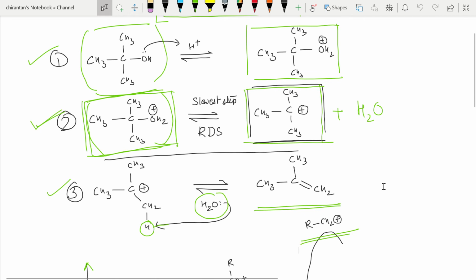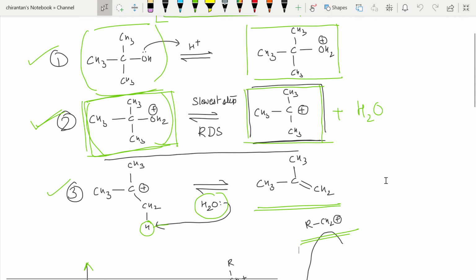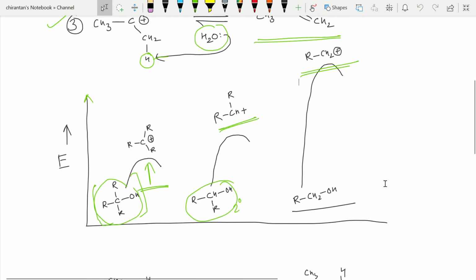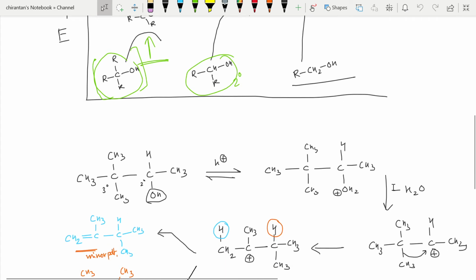So this is the reason that tertiary alcohols generally undergo the E1 mechanism to form an elimination product, whereas primary alcohols don't. And as I have said, there is a possibility of carbocation formation during the reaction, so there is always a possibility of rearrangement. To understand the scenario where a rearrangement may happen, we have to take a specific example, and this is the compound which I am going to take.